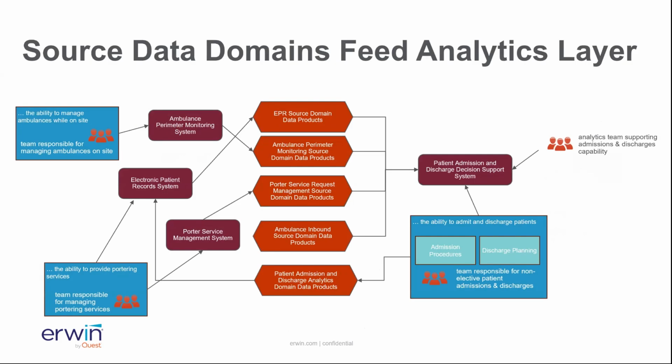So here's an example of the source data coming in. We have three source systems here on the left. We have an ambulance perimeter monitoring system, electronic patient record system, and a porter service. And they are generating data to feed into our analytics area. These are source domain data products, and they feed into our patient administration and discharge decision support system. That's an output from our analytics layer.